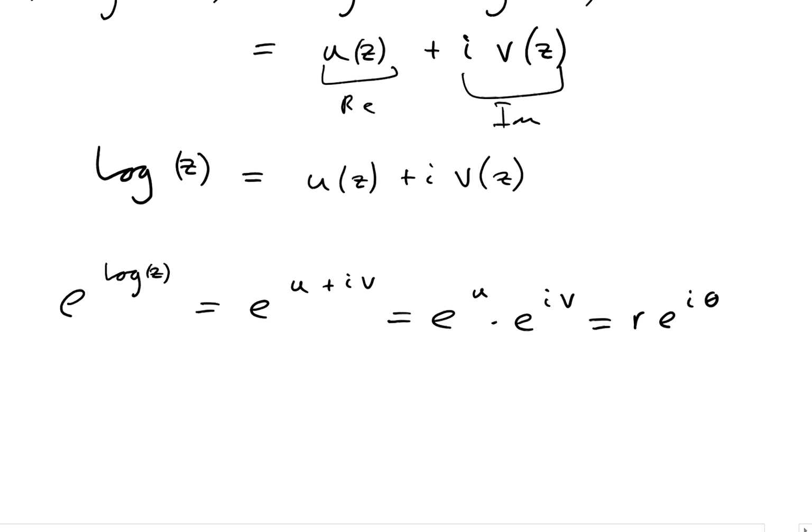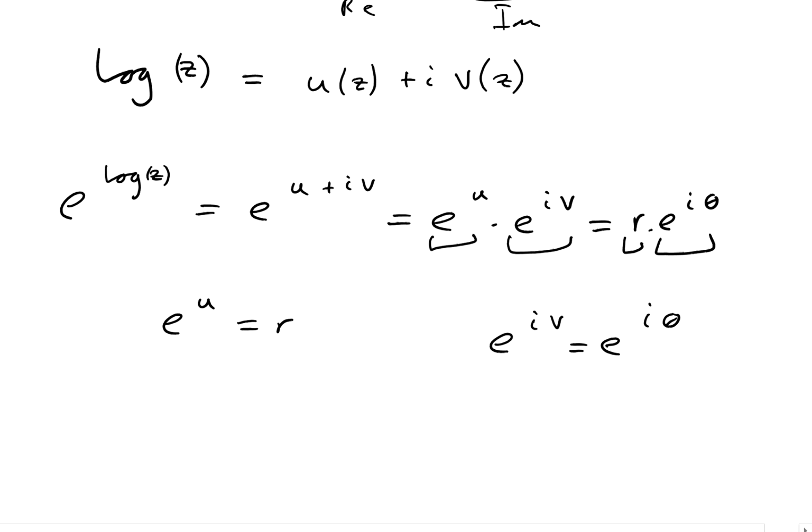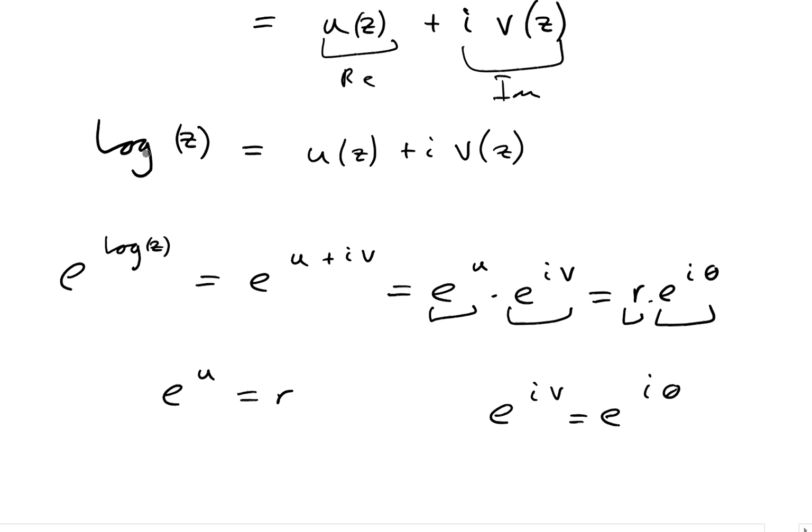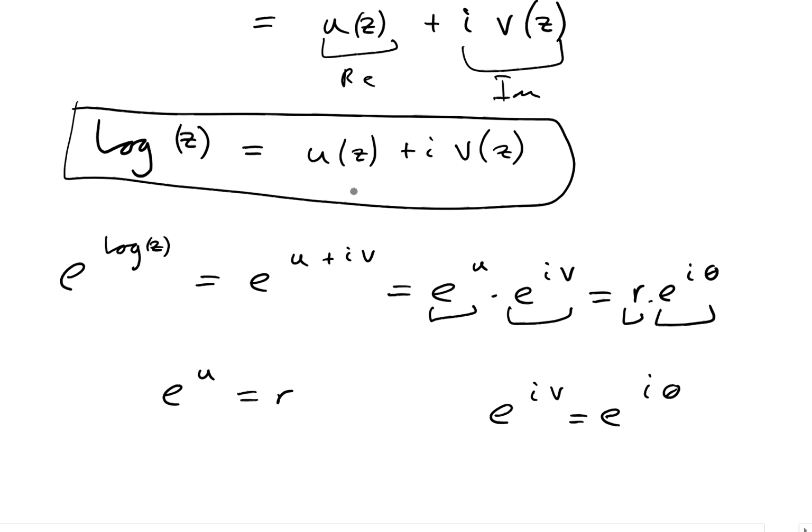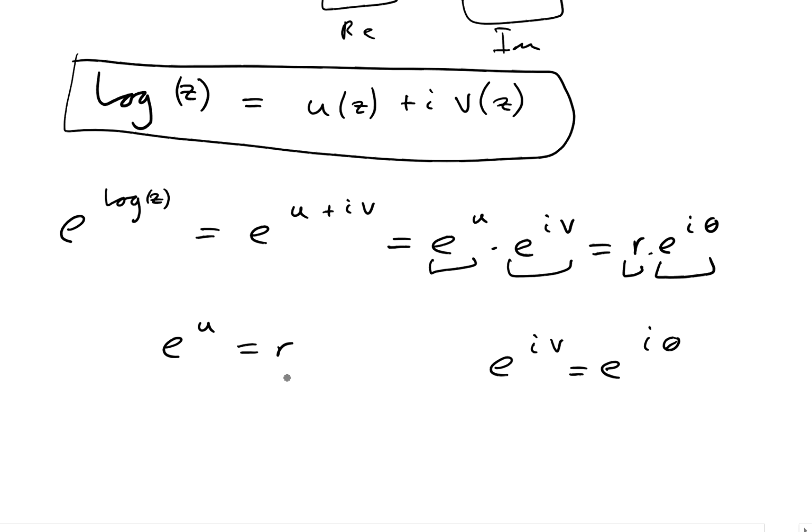Right, so let's actually look at what's going on here. I can just compare the two things together. This is a real part. This is an imaginary part because it involves i. This is a real part, and this is an imaginary part because it involves i. So I can now say that e to the u equals r, and I can also say that e to the iv equals e to the i theta. What I'm trying to do is rewrite this logarithm and define an expression for u and v in terms of r and theta.